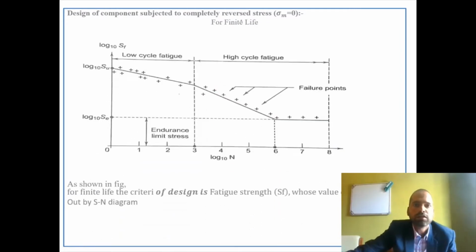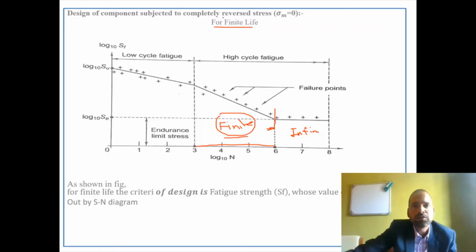Now, for the components subjected to completely reversed stress and for finite life, what will be the equations that we have to discuss? Any component which completes less than 10 raised to 6 cycles before failure, the life of that component is called finite life. So, in between 10 raised to 3 cycles to 10 raised to 6 cycles, the component which fails is called a component completing finite life, and if a component completes more than 10 raised to 6 cycles, that component is called as having completed an infinite life, right?